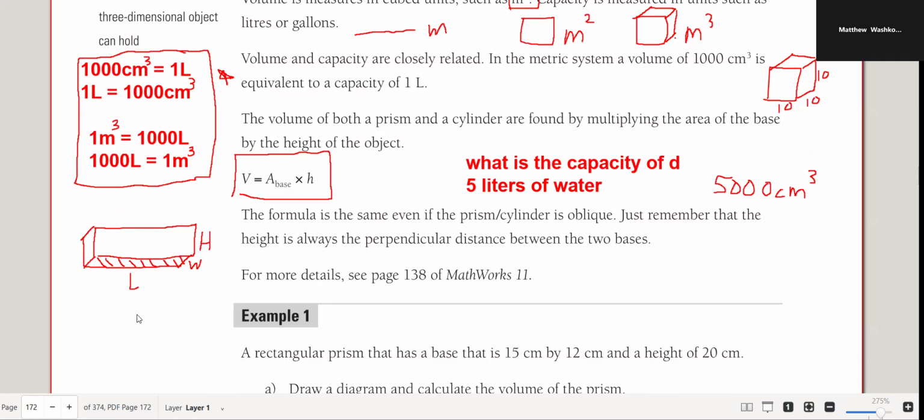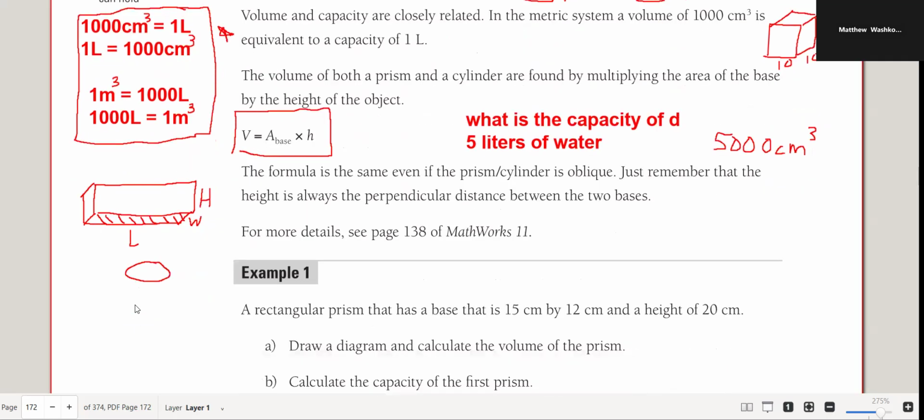Now, this is the same even if I were to give you a cylinder as well. Now, there's a little magical, I'm kind of zooming in here.